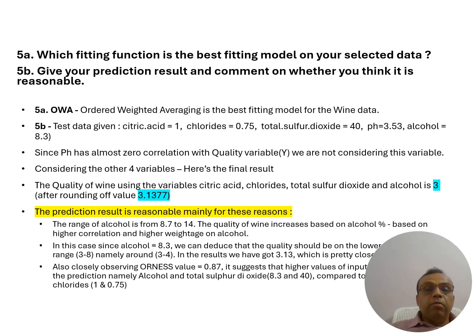So based on my experiments, I figured out that ordered weighted average is the best fitting model. And for the test data that was given, which I have listed in 5B, I ignored pH because it has low correlation. Considering other four inputs, the quality I got was close to 3.13. After rounding it off, it is 3. So that was the answer I got, predicted output.